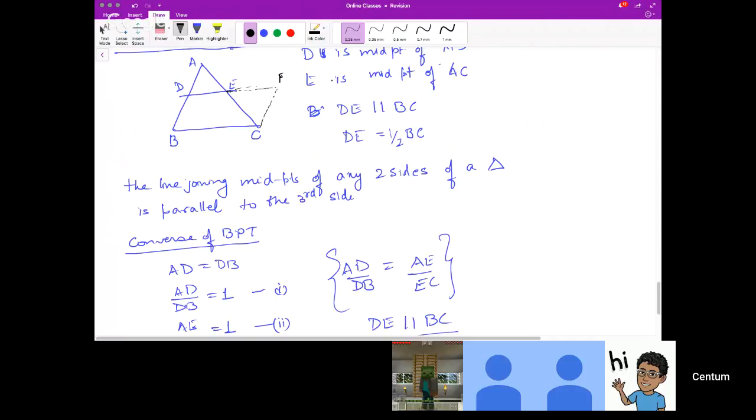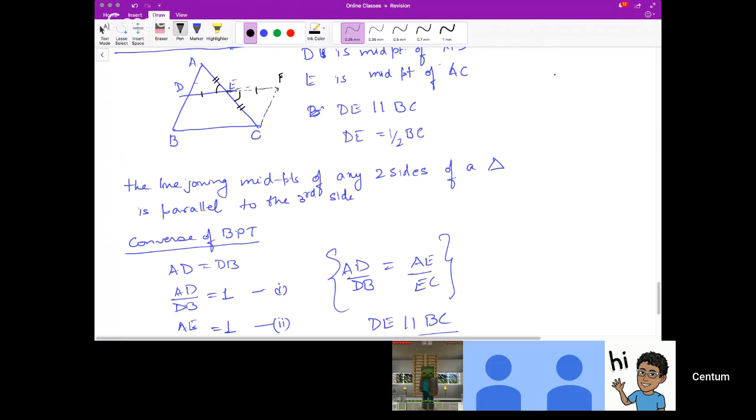Join FC. So what will happen? I have extended DE to EF and I have joined FC. So this side is equal to this side because it's given. This side is equal to this side by construction, and this angle will be equal to this angle because they are vertically opposite angles. So hence, what do we infer? Anyone can tell me? Yes, guys, congruent by SAS.